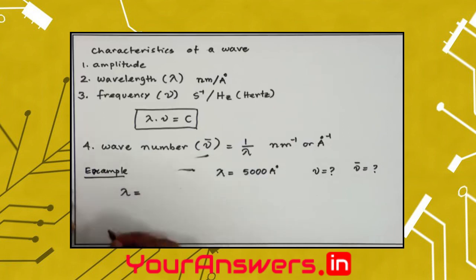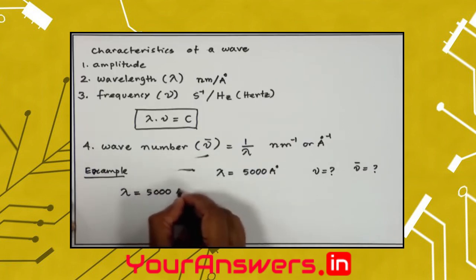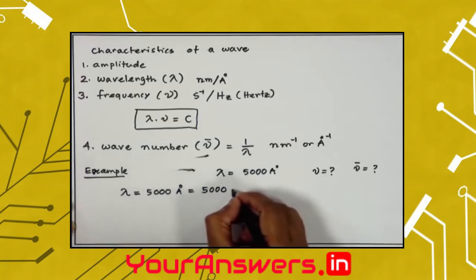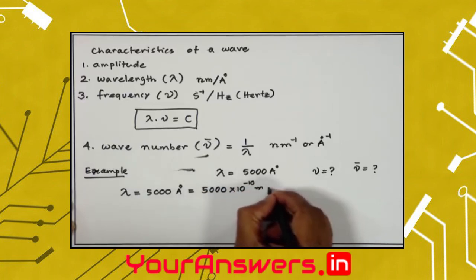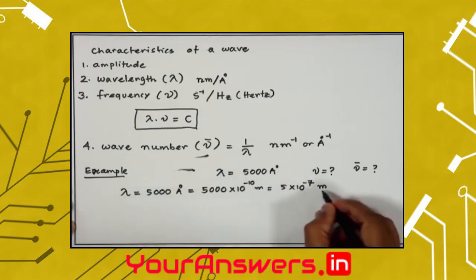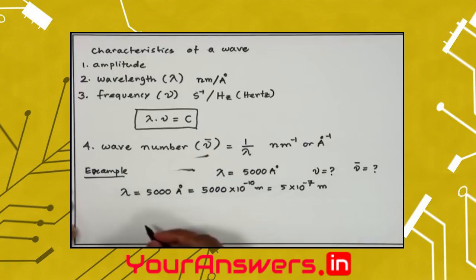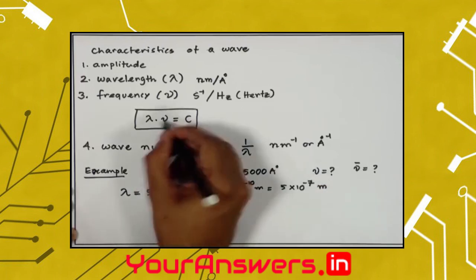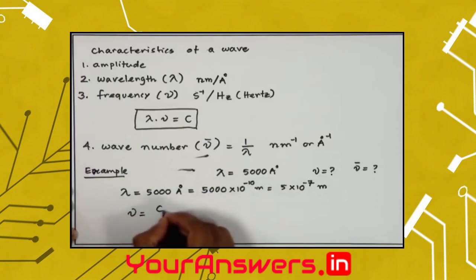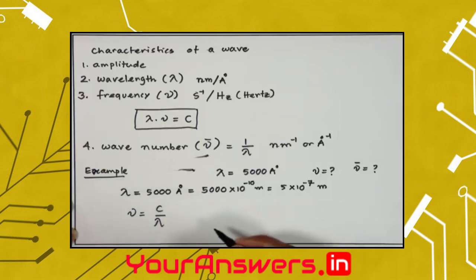Let us solve it. Lambda is 5000 angstrom. You know 1 angstrom is 10 to the power minus 10 meter. So I have 5 into 10 to the power minus 7 meter. I am converting the unit to SI. So lambda is now 5 into 10 to the power minus 7 meter. And how do I get nu? Because I know lambda multiplied by nu, the frequency, is c. So therefore nu is c divided by lambda. You see, nu is inversely proportional to lambda, but the proportionality constant is the speed of light.